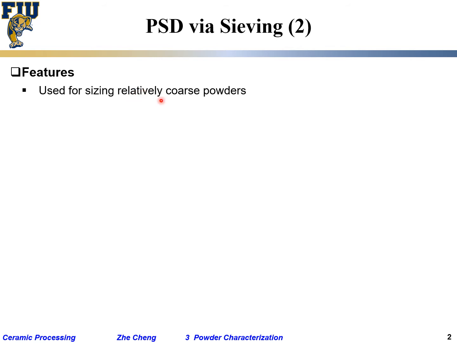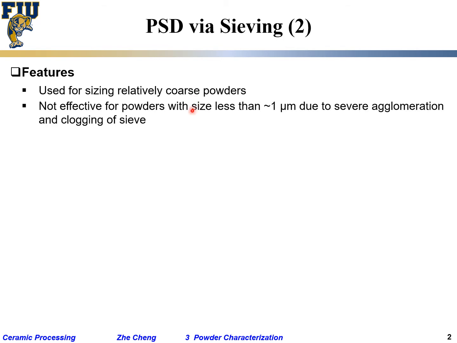It's used for sizing coarse particles, typically very coarse. Not effective if the powders are smaller than 1 micron. I don't know whether you had experience using a sieve to sieve some fine particles. It quite often takes forever. Takes literally forever if you do it manually. Even if you do it on a machine, it takes forever. You use a small plastic scraper and go back and forth, back and forth, and nothing goes down through the sieve.